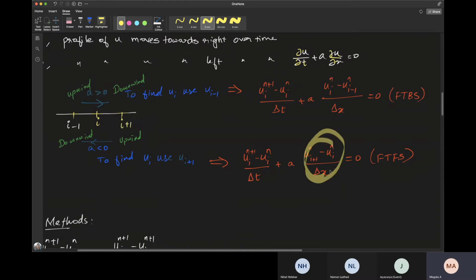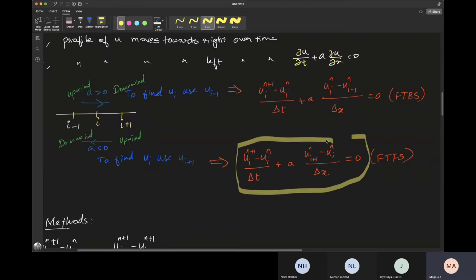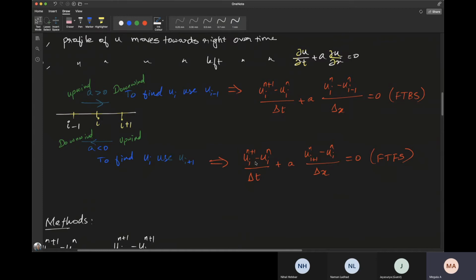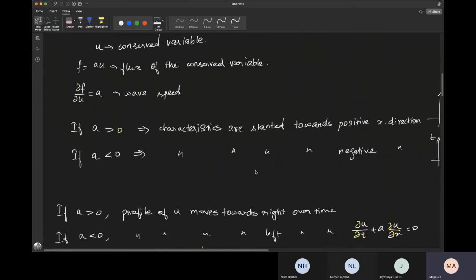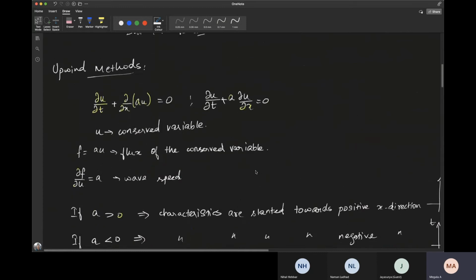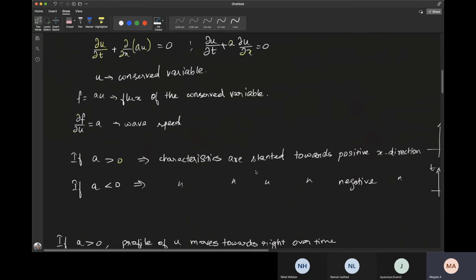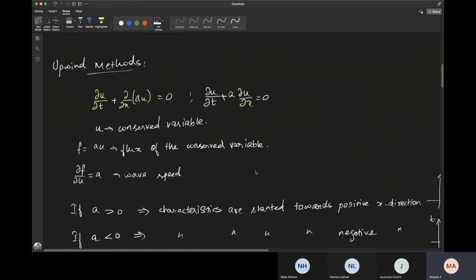So now you do forward in space instead of backward in space like the earlier case. So when a is negative, you do forward in space. So now you get an FTFS scheme, forward in time and forward in space. So this is an upwind method. This is a basic introduction of the upwind method. I've shown it only for the linear convection equation.